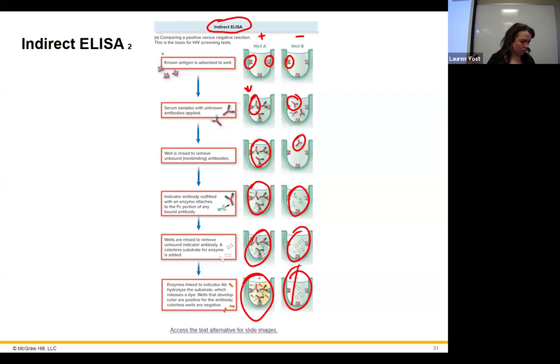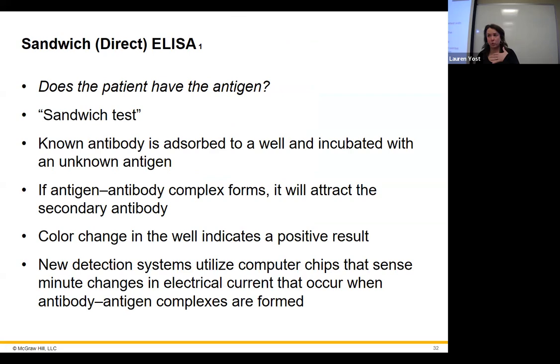That's the indirect. So the sandwich ELISA, the direct ELISA. Okay. We have our known antibody in the well. So we have our well. We have our known antibody. Let's say it's to COVID.